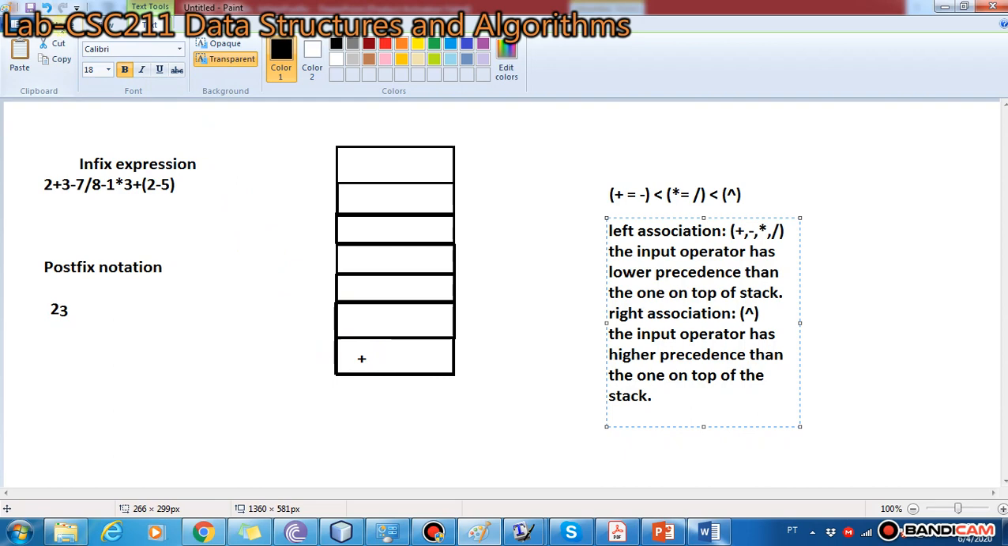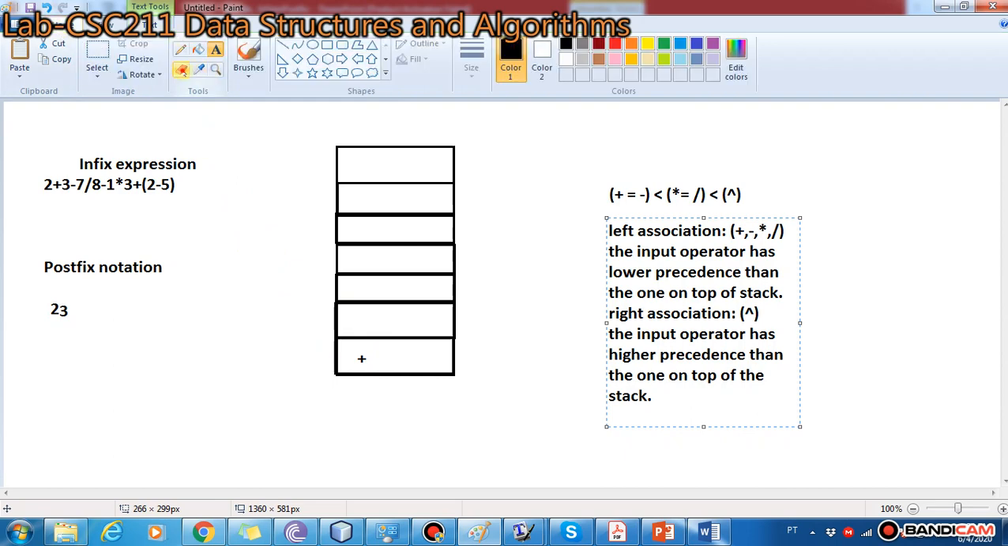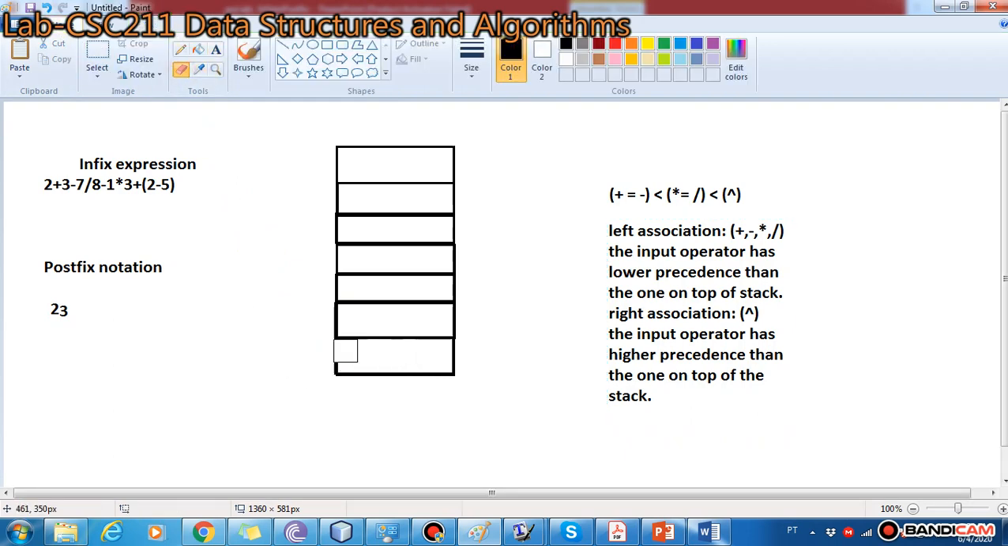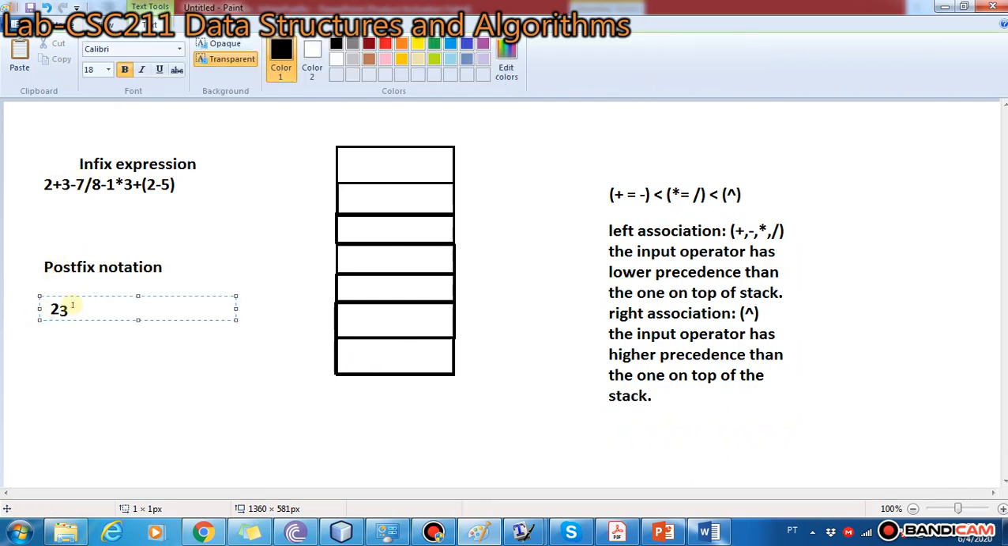In this case, for example, we will pop the stack and bring it to the output string. So this plus comes here, and we push this input operator onto the stack. The minus comes here. Okay, next there is 7, which will be directly output to the output string here.